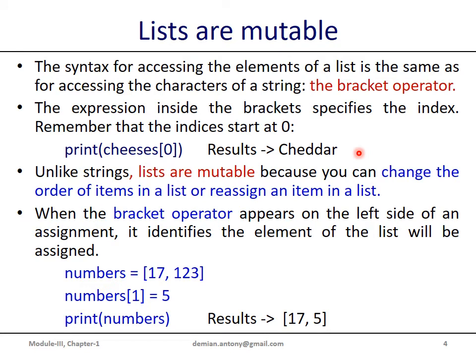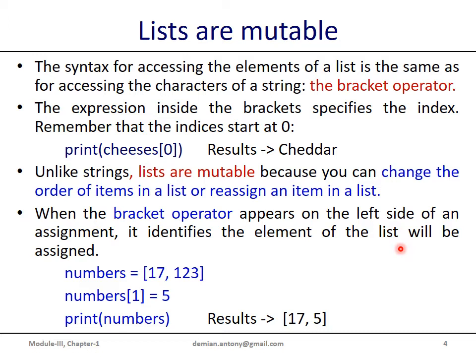Unlike strings, lists are mutable. It means that we can change the elements as well as we can change the order of elements present in the list. In a string, it is not possible to change the characters or even the order of characters of a string. As I said, lists are mutable.